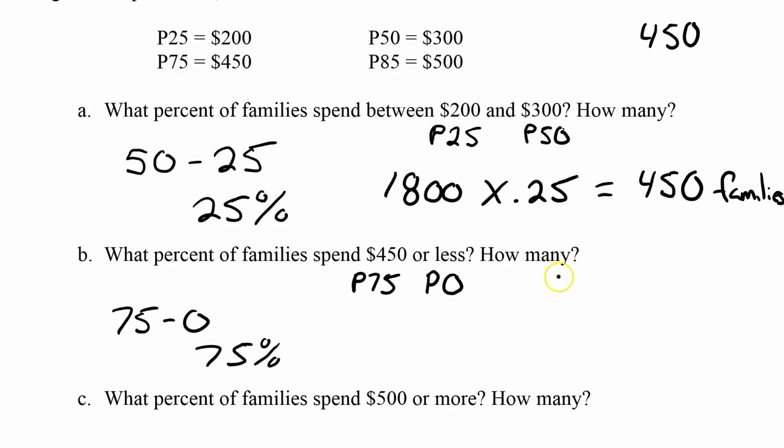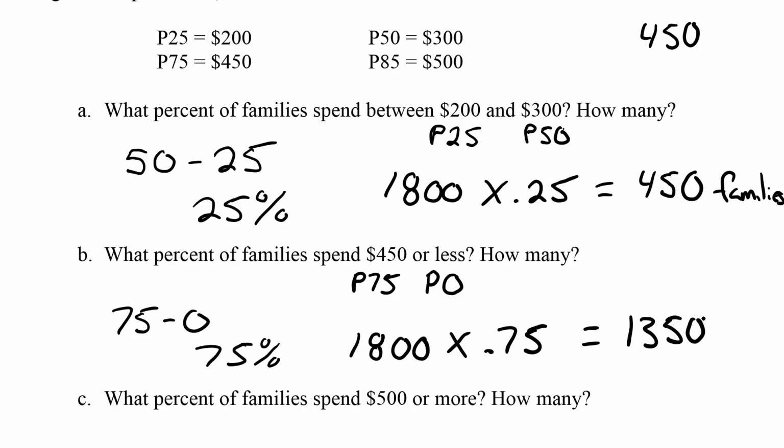Second part is how many? My population has stayed the same at 1,800. I'm going to times this by 0.75, and I'll find out that 1,350 families spend $450 or less.